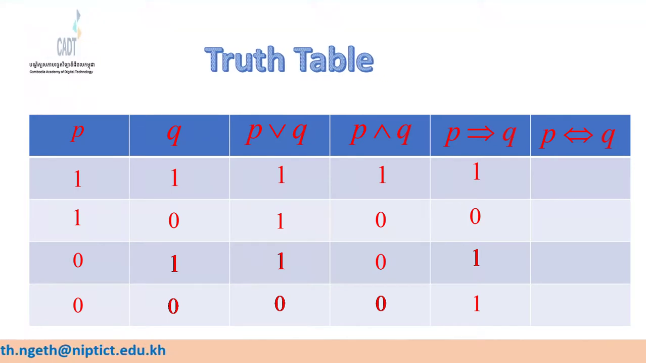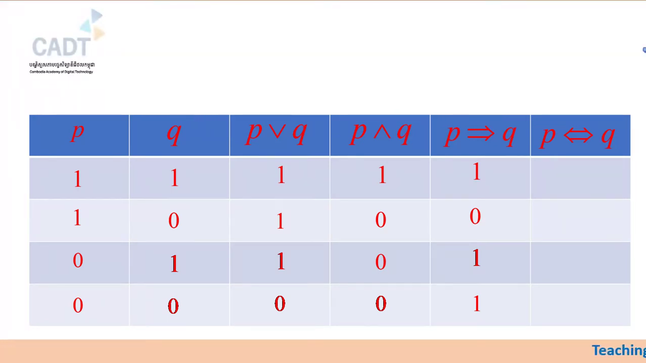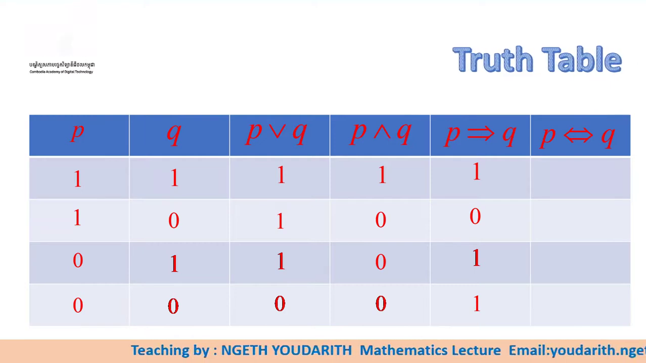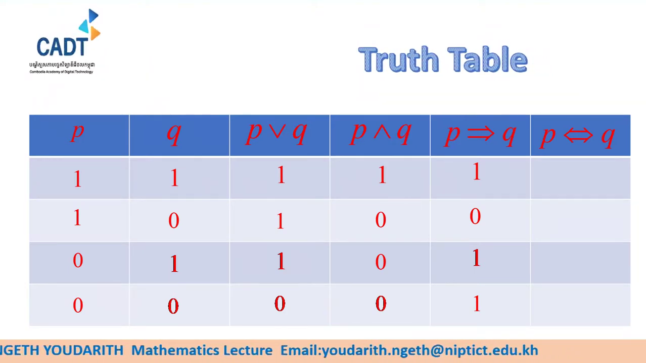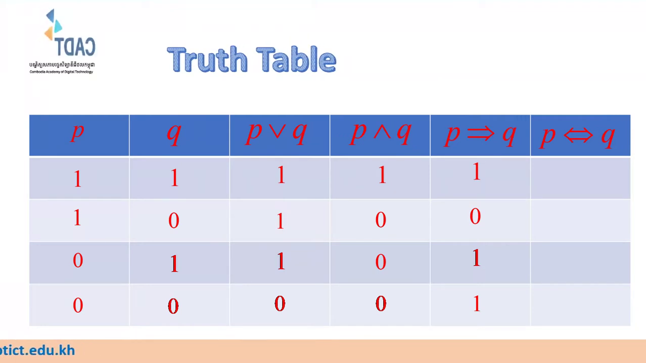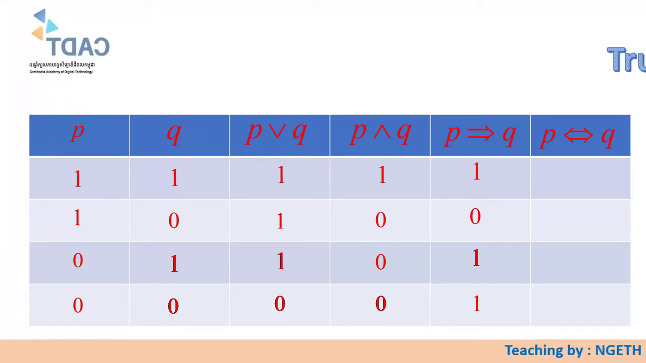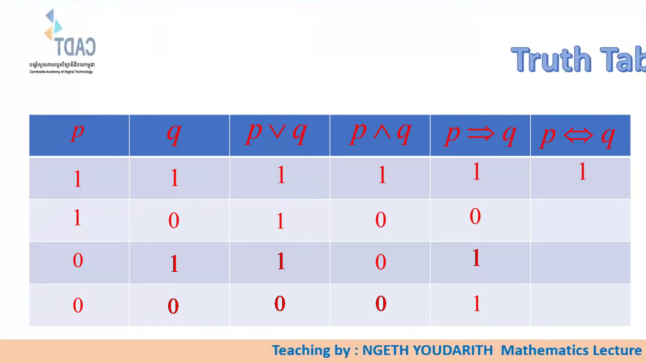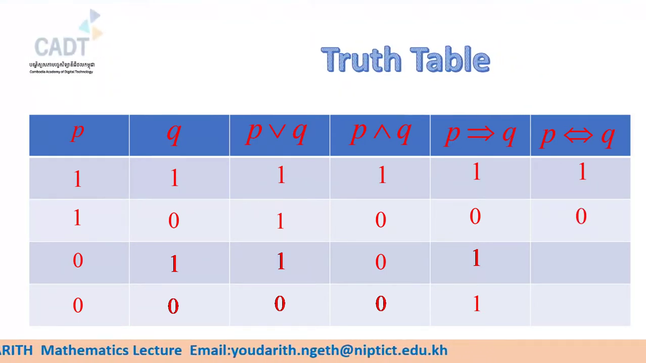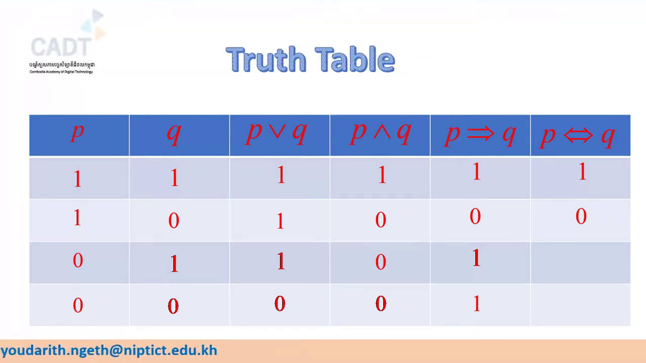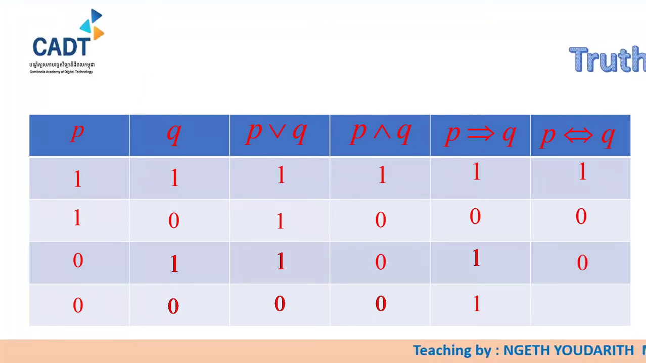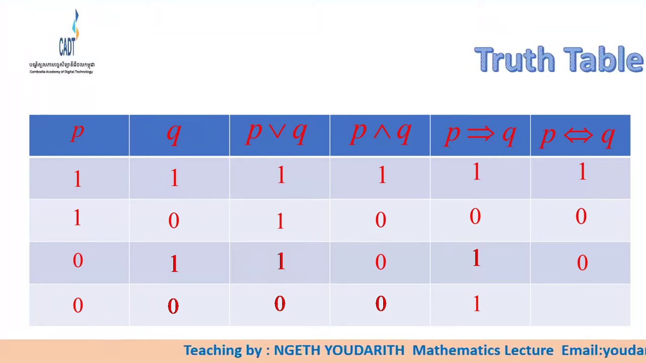So it means that equivalent is true when the statements have the same value, sometimes true value or false value. If true each other, our equivalent is true. If false each other, our equivalent is true also. Otherwise, if P and Q have different values, it is false. P true, Q true, so P equivalent Q is true. P is true, Q is false, P equivalent Q is false. P is false, Q is true, P equivalent Q is false. P false, Q false, P equivalent Q is true.